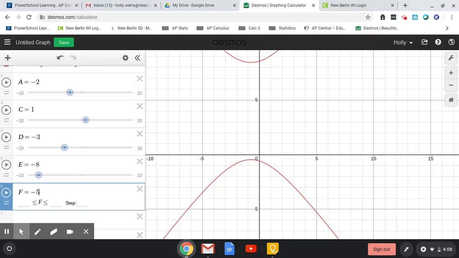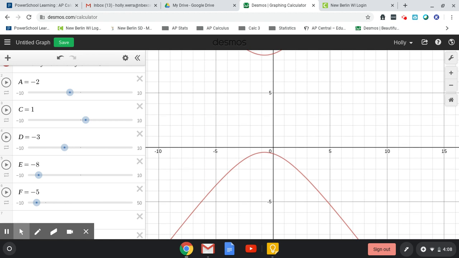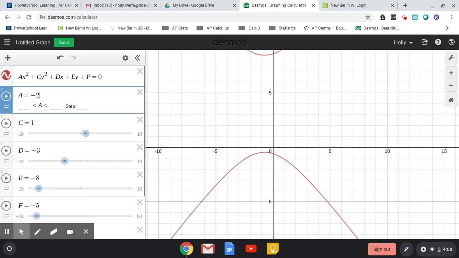We suspected a hyperbola for D, and that's what we're seeing, that upper branch up there. Okay, we've got a hyperbola. Okay, next one, we're going to do E.